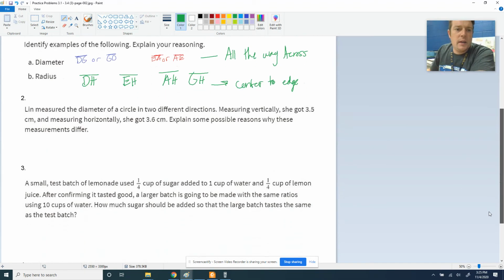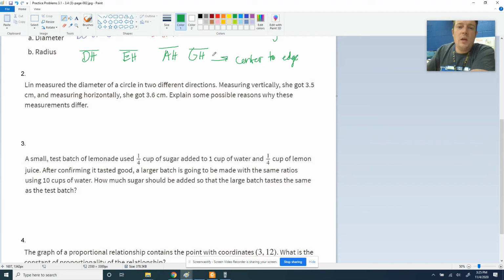All right, number 2. Lynn measured the diameter of a circle in 2 different directions. Measuring vertically, she got 3.5 centimeters, and measuring horizontally, she got 3.6 centimeters. Explain some possible reasons why these measurements differ. Okay, one reason might be it might not be a true circle. It could be a form of an ellipse or an oval. That could be true. And then the other thing that could happen here, this could just be human error. Maybe she just misread her ruler whenever she was measuring. Those are the 2 things that I could think of.